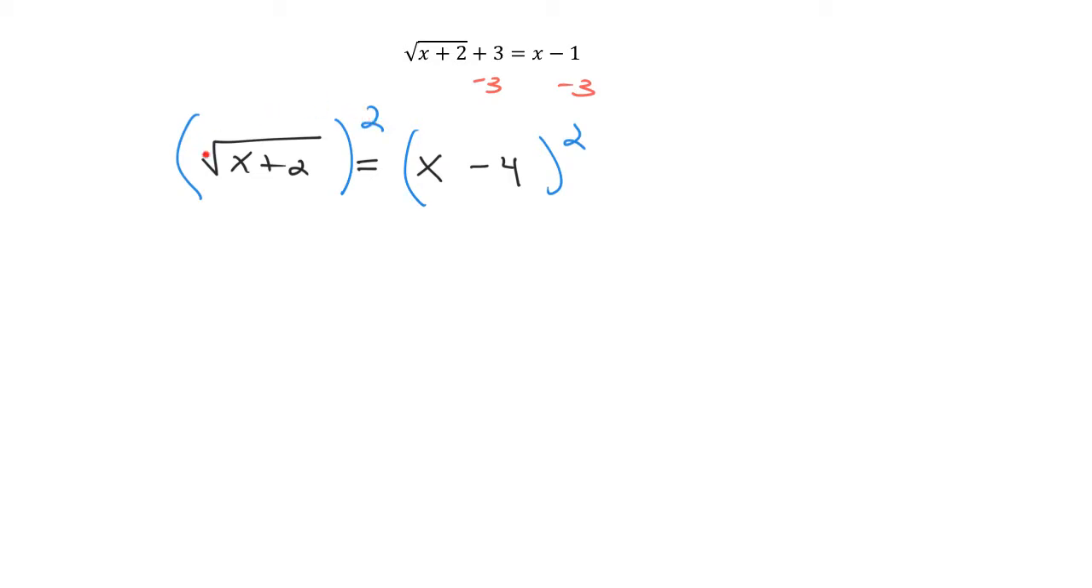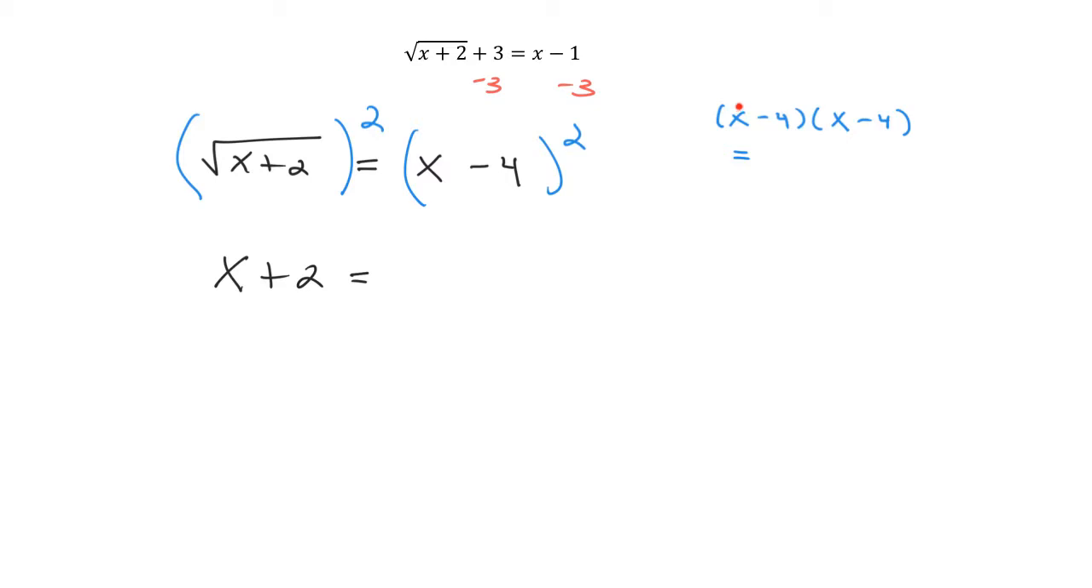If you square the square root, I'm left with just the x plus 2. And this is equal to x minus 4 squared. And I want to be careful here. If I square x minus 4, this really means x minus 4 times x minus 4. So I'm just going to do that separately off to the side.